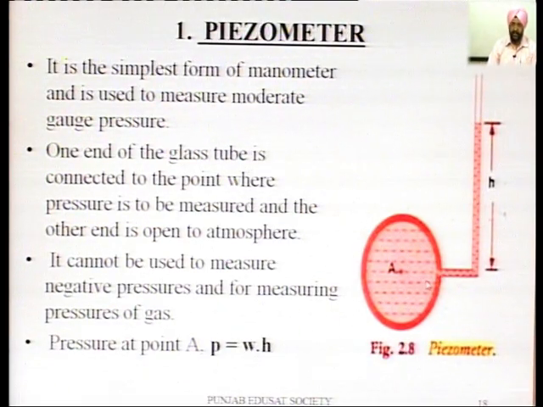So, in this particular case, this is a case of moderate gauge pressure. Now, I am interested to calculate the pressure at point A. The pressure at point A will be given by w into H, where small w is the specific weight of this particular fluid, and H is the difference of height from here to this point A. So, H multiplied by the specific weight of this liquid gives the pressure at this point A, the simplest example of a simple manometer.